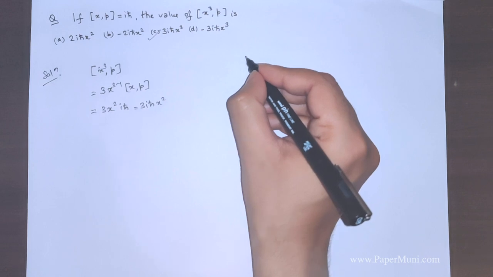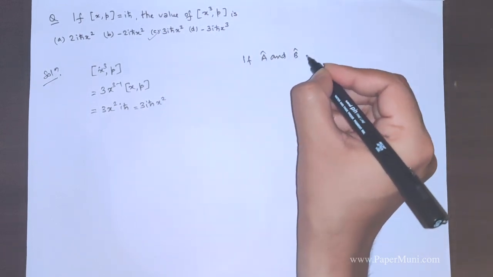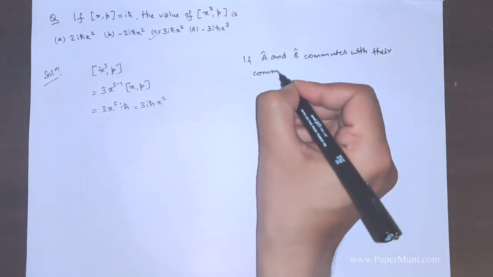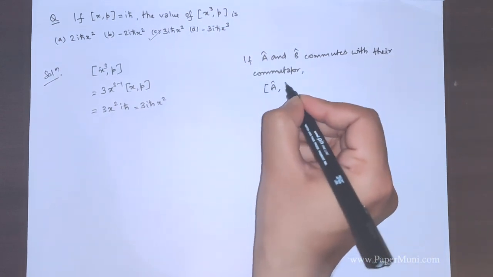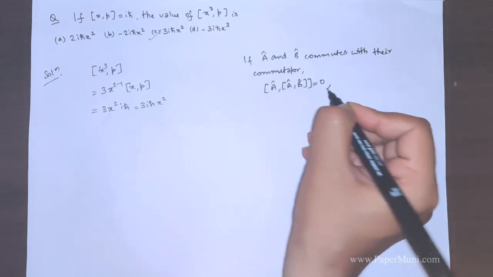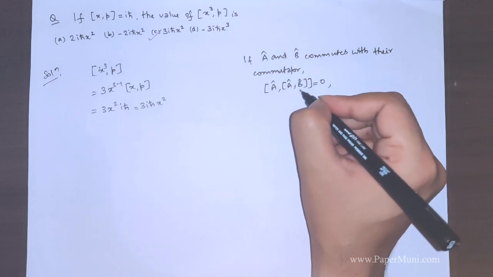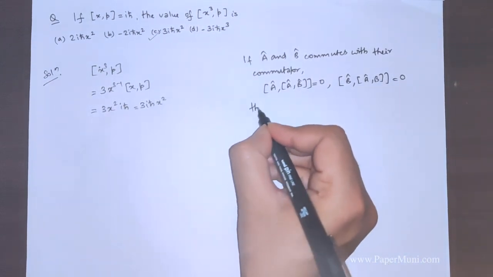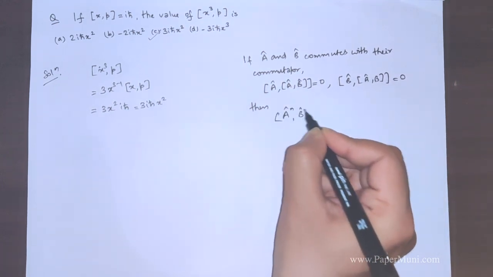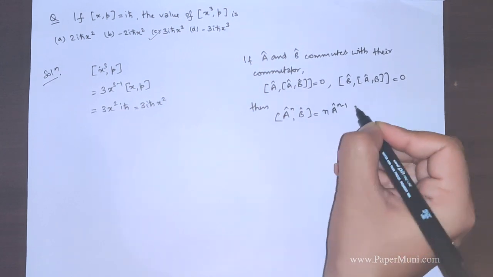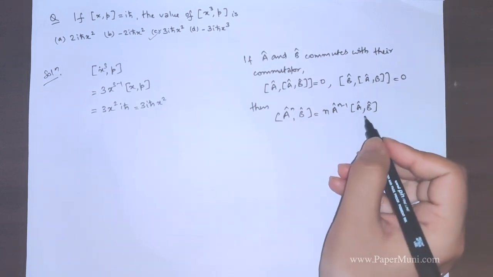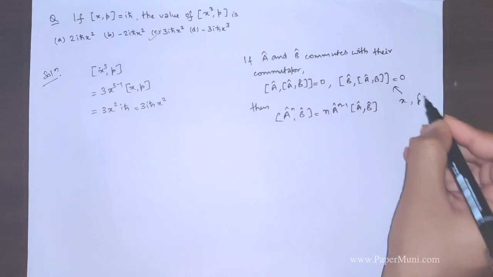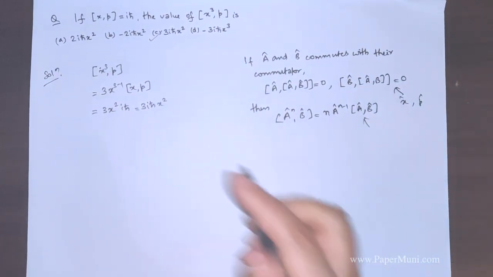Now we have used the property that if A and B commute with their commutator, that is, A commutes with the commutator, which means that the commutator between A and the commutator of A and B gives you 0, and similarly B commutes with the commutator. Then we can write that the commutator of A and B^n is equal to n B^(n-1) times the commutator of A and B. And this relationship holds for x and p. So you can directly apply this formula to get this result. So the correct answer is C.